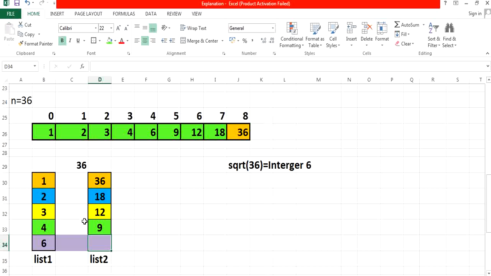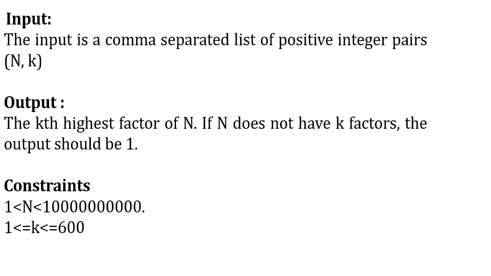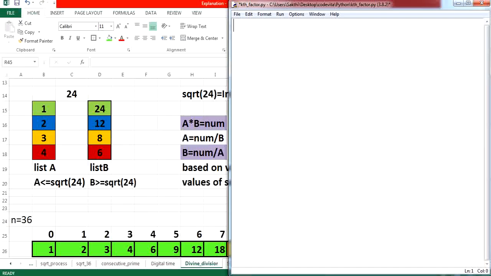Now we will move on to the programming part. According to the given question, we are supposed to accept n and k values as positive integers with comma separated values. Let's accept n and k values comma separated, n comma k, and here we can accept by using the map function, followed by your split method. I am going to accept the n and k values.